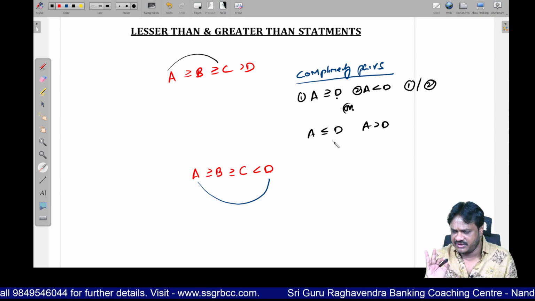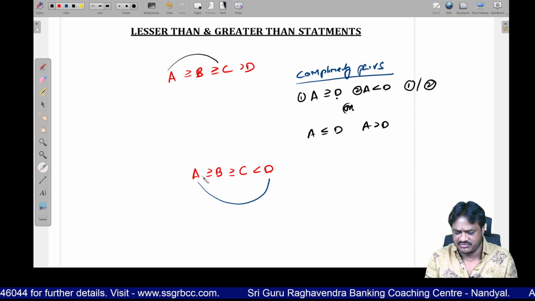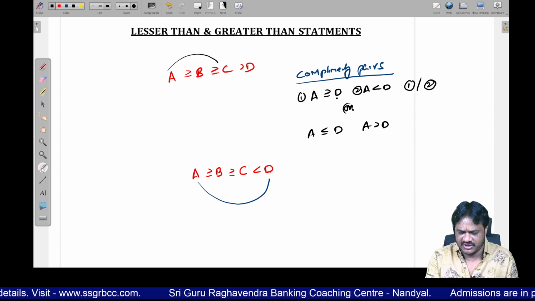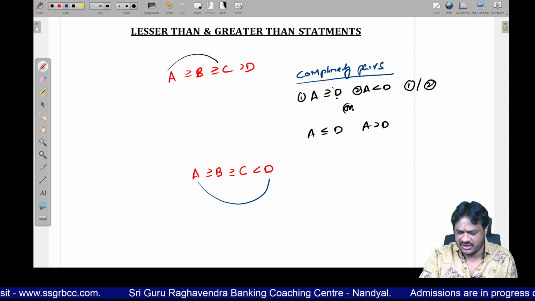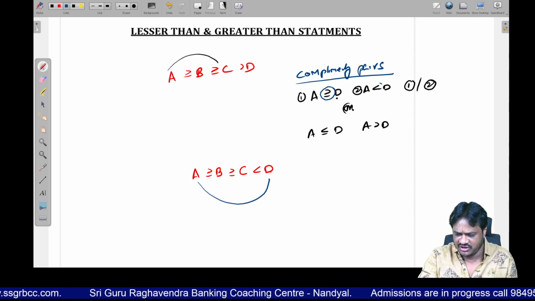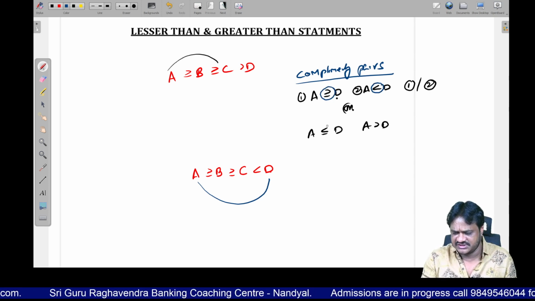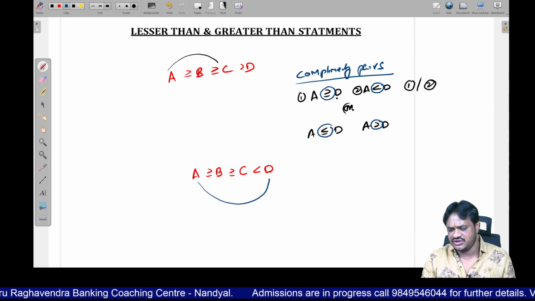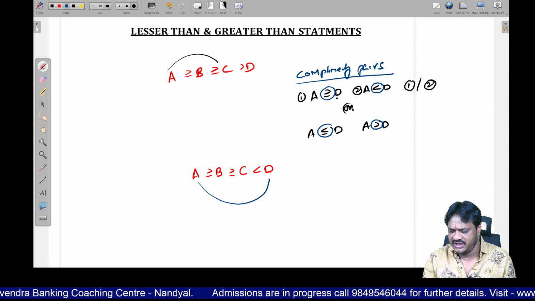The complementary pairs will come when there is no relation between any two elements. So then only we have to take the concept of complementary pair. Only these two are complementary pairs. If one is greater than or equal, the other one is definitely less. If one is less than or equal, the other one is definitely greater. So these two are called complementary pairs.